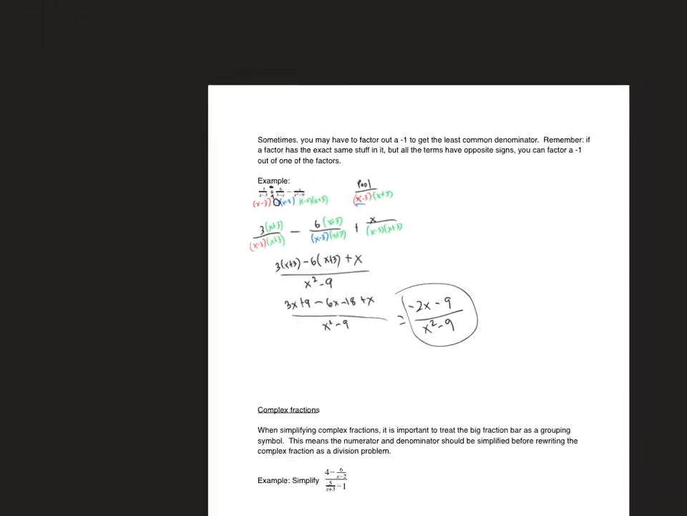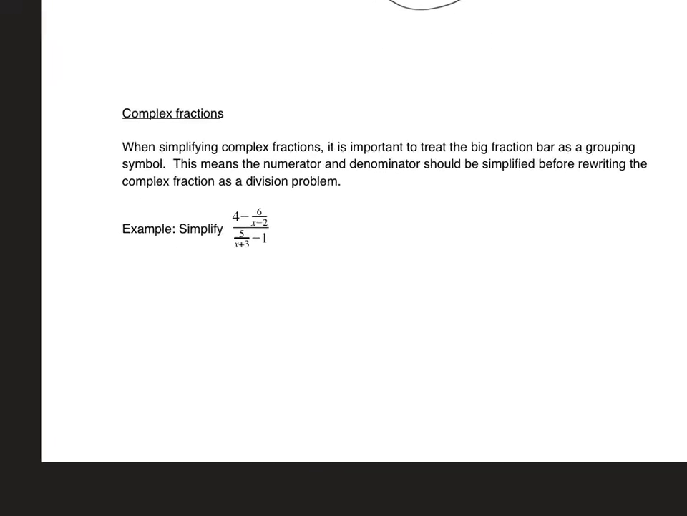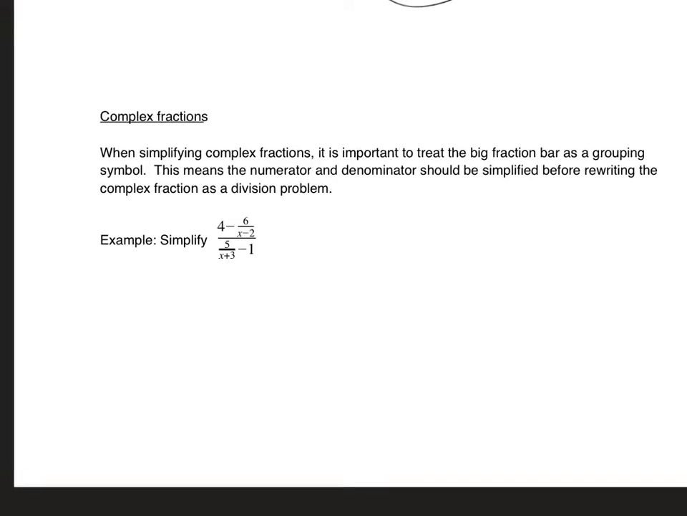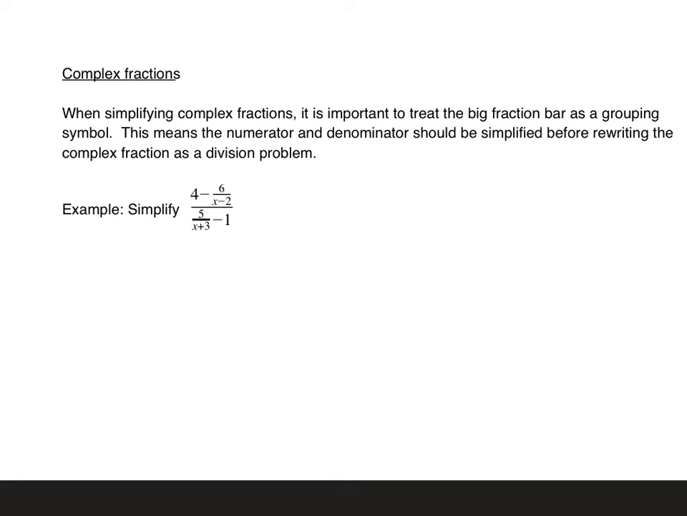So let's talk about the problem at the bottom with complex fractions. Now, complex fractions, remember, are stacked fractions. So whenever you have a fraction inside of a fraction, the big fraction bar, that means this one right here, is like a grouping symbol. So basically, you have to put together anything that's on top or anything that's on bottom first before you do that big division sign. So we want to do 4 minus 6 over x minus 2.